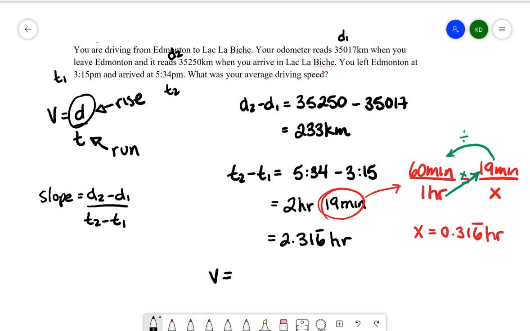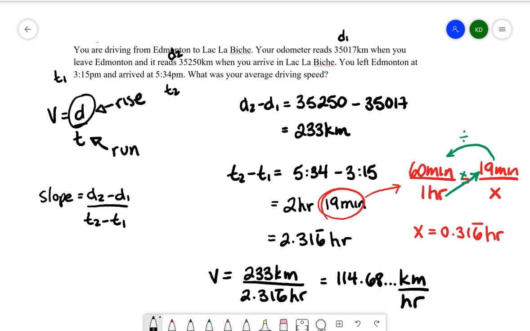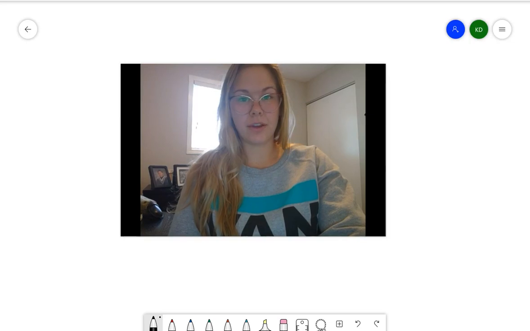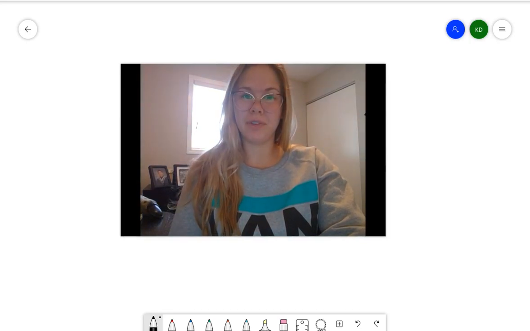Speed will be equal to 233 kilometers divided by 2.316 repeating hours. When we put that into calculators, what we're going to get here is 114.68, with some decimals after that, kilometers per hour. And then we are done. I hope this helps you solve problems involving slope and rates of change. Please let me know if you have any questions.